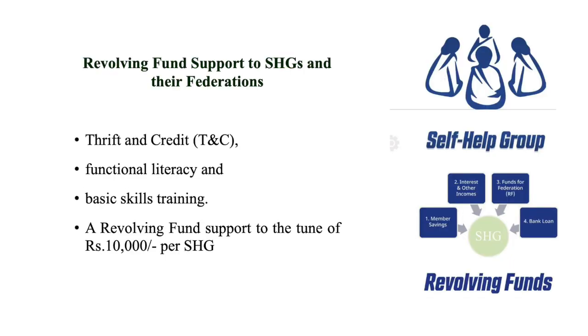And revolving fund support to self-help groups and their federations is envisaged through this mission, where thrift and credit societies, functional literacy, and basic skills training would be the main trinity of activities of these SHGs. A revolving fund support to the tune of rupees 10,000 per self-help group will be provided to SHGs with more than 70% urban poor members, and those who have not availed such support earlier.